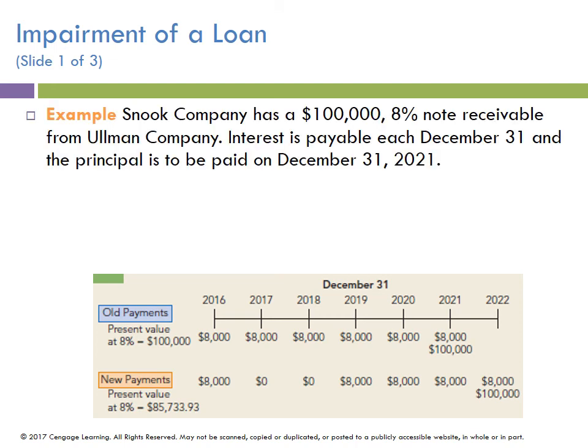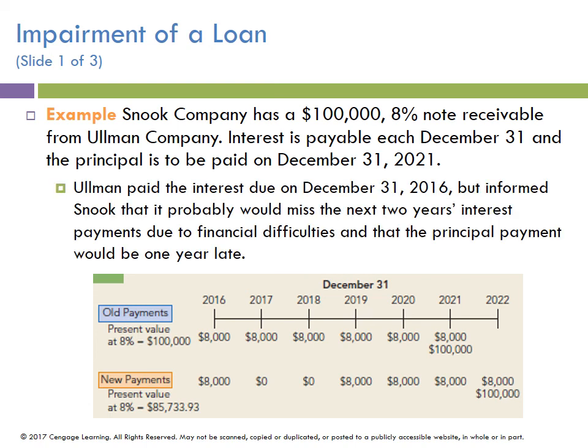So Snook Company has a $100,000 8% note receivable from Ullman. Interest is payable each December 31st, and the principal is paid on December 31st, 2021. Ullman paid the interest due on December 31st, 2016, but informed Snook it probably will miss the next 2 years' interest due to financial difficulties. So under the old payments, this is what they're receiving. Under the new payments, that's what they're receiving, the present value of which is only $85,733.93.